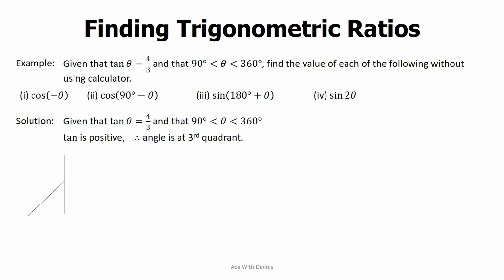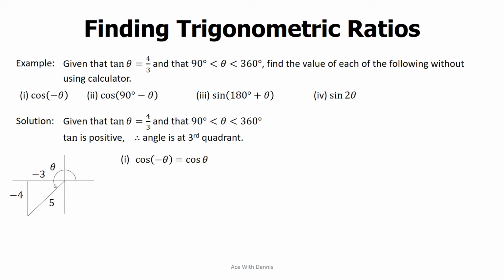The angle is in the third quadrant, so it turns in this angle theta, and we can draw a right angle triangle. This is the opposite side with the value of -4. This is the adjacent side with the value of -3. And this is the hypotenuse 5, because based on Pythagoras theorem, these numbers 3, 4, and 5 obey Pythagoras theorem. Now we can find the values of the trigos here.